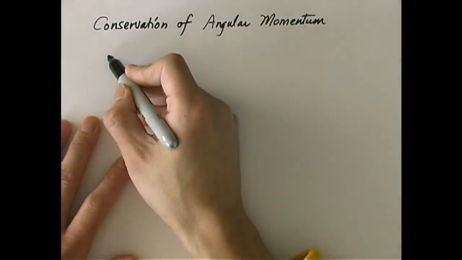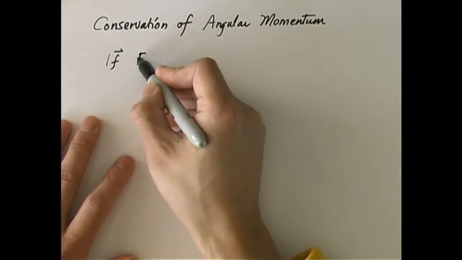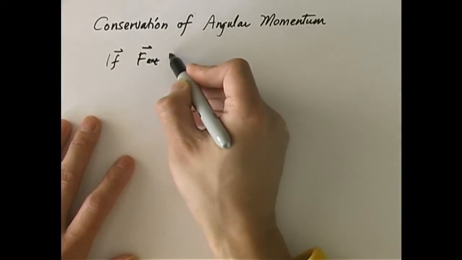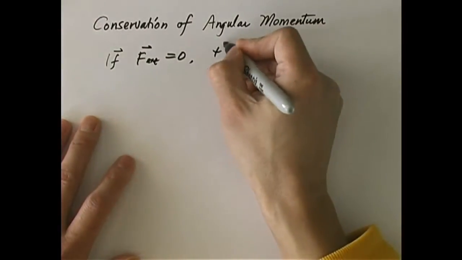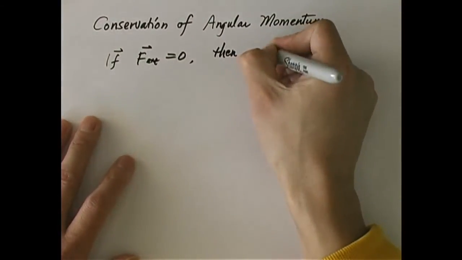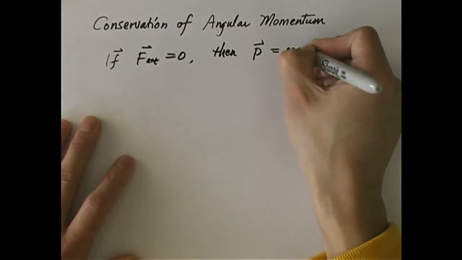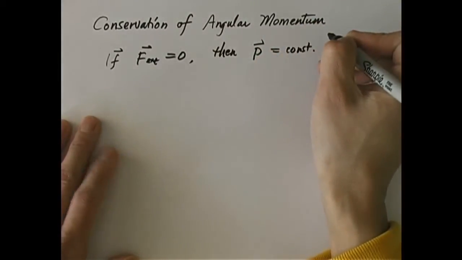Let me write this down for your review. If F external equals 0, then P is equal to constant, because dp/dt is equal to 0. That was the conservation of linear momentum.